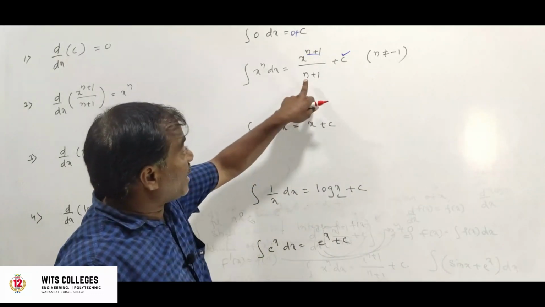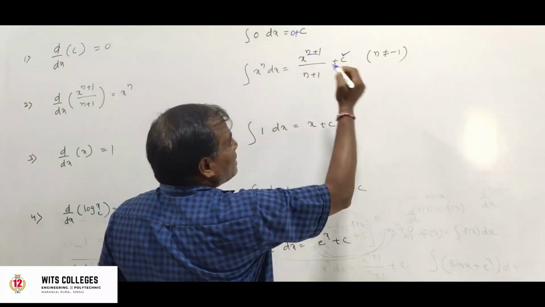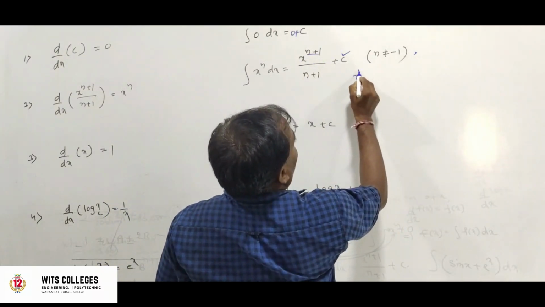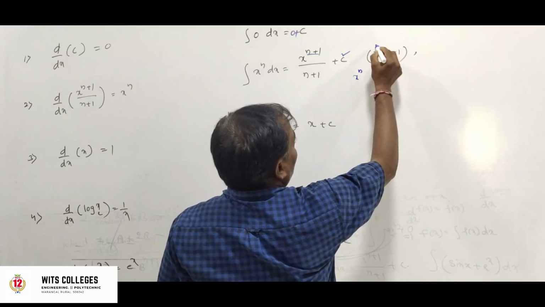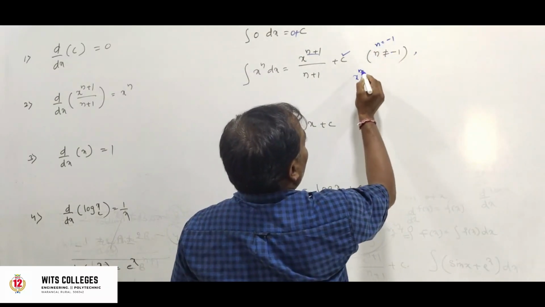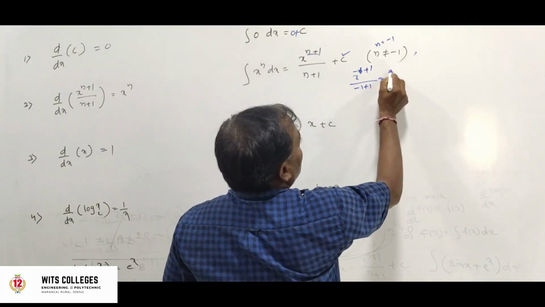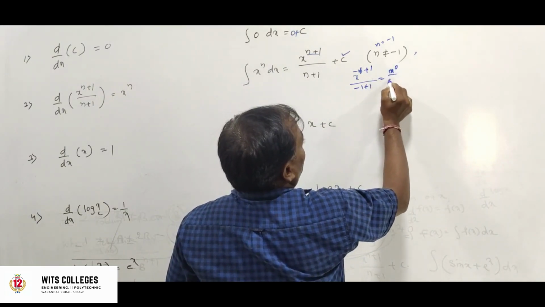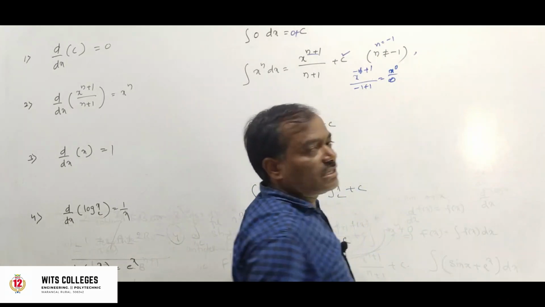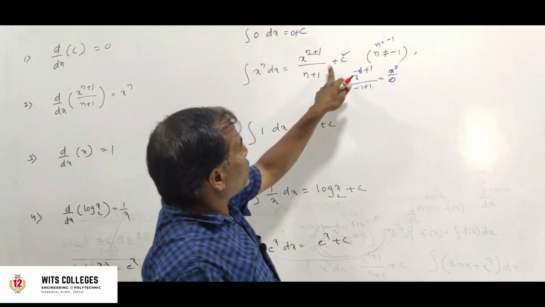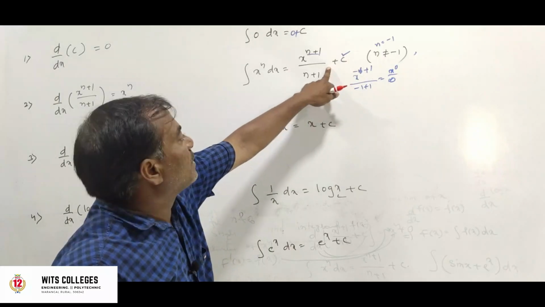If n equals minus 1, the denominator becomes 0. Now we check it: x to the power of n when n equals minus 1. What happens? Minus 1 plus 1 by minus 1 plus 1, so therefore x to the power of 0 by 0, and something by 0 is undefined. That's why n is not equal to minus 1. This is so true, right?